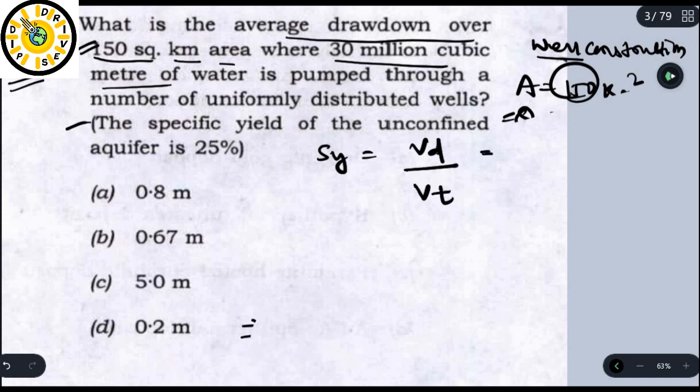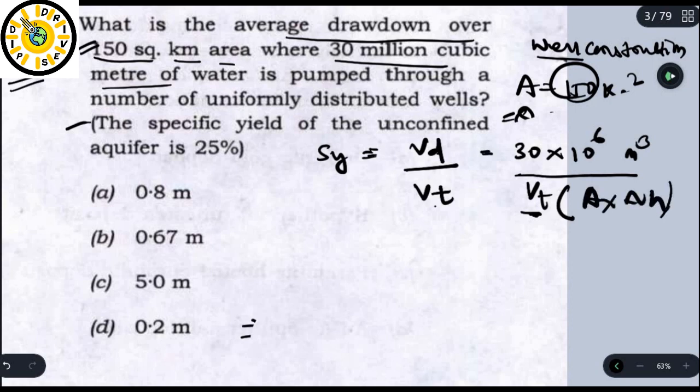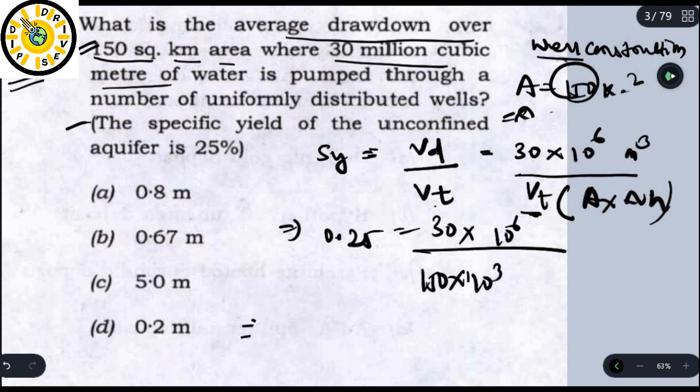So specific yield is the volume of water that is drained from the aquifer upon the total volume. So volume drained कितना हुआ है? 30 into 10 to the power 6 क्यूबिक मीटर, ठीक है. And total volume is simply the area into thickness or delta H, right? So specific yield given हुए 0.25, equals 30 into 10 to the power 6 by total volume; area दिया हुआ है 150 into 10 to the power 6 into delta H. हमको ये ड्रॉडाउन निकालना है, ठीक है.